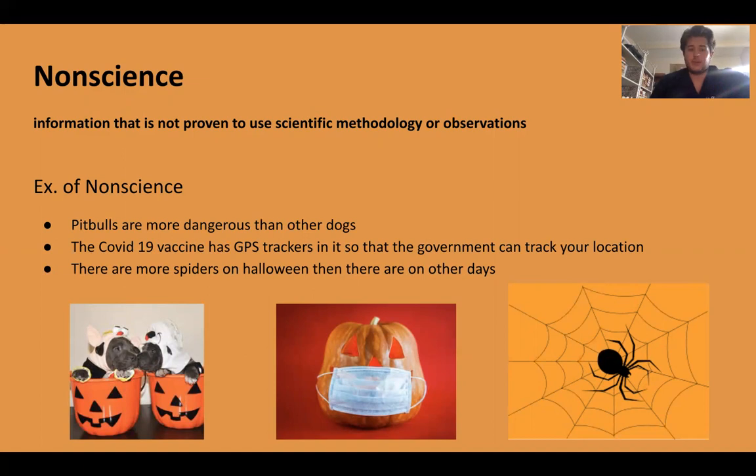Another good example, the COVID-19 vaccine has GPS trackers in it so that the government can track your location. Also, by the way, there are more spiders on Halloween than on any other day. So these things are just pure conjecture and opinion. Or again, I might just feel that I've seen more spiders on another day.